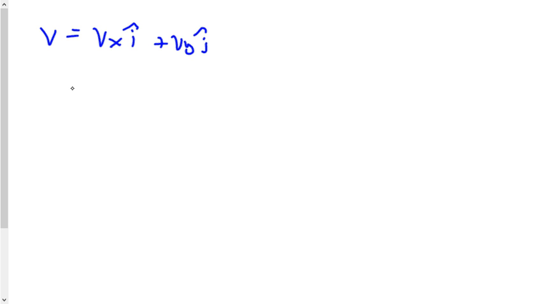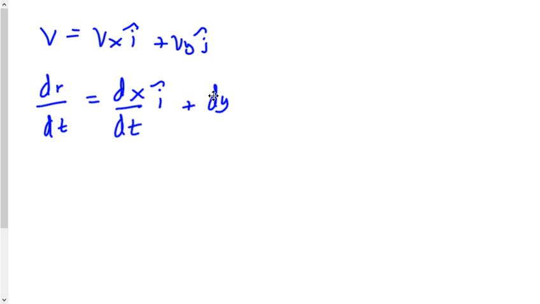Well, we know that v does equal dr/dt. So what does that look like? Well, that's going to look like this. We have to take the derivative of x with respect to t, and that of course is multiplied by the unit vector in the x direction, plus dy/dt multiplied by the unit vector j.